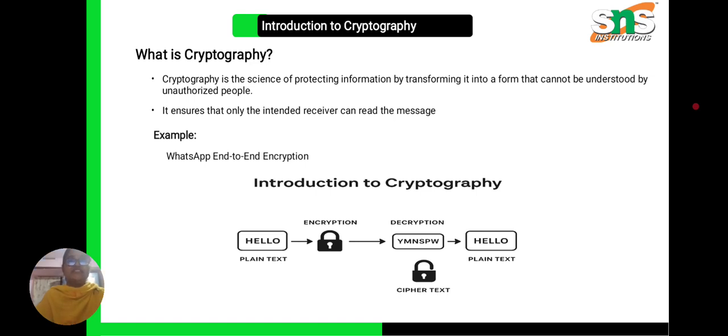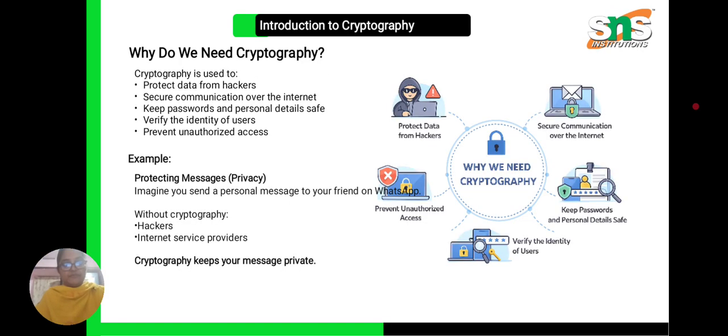Let us see the introduction to cryptography, the science of protecting information. As I said, information is transformed from a readable form into a non-readable form, so unauthorized people cannot understand the message. Only the intended receiver can read the actual message. A simple real life example is WhatsApp. Whenever we use WhatsApp, we find end-to-end encryption. This is a very well-known example of cryptography used in real life scenarios.